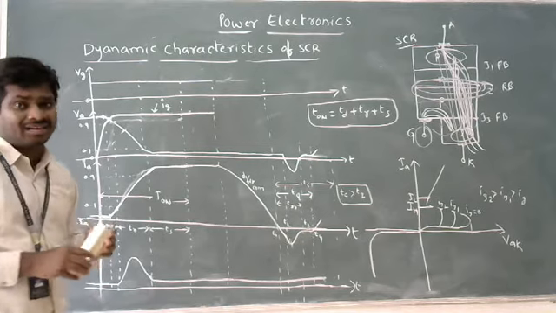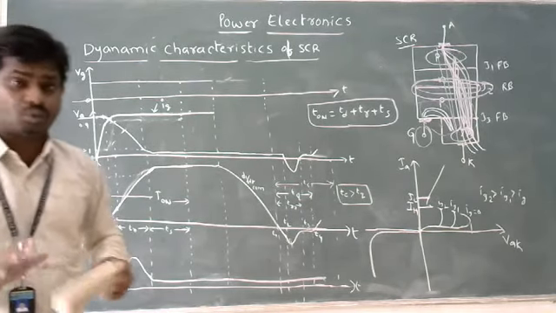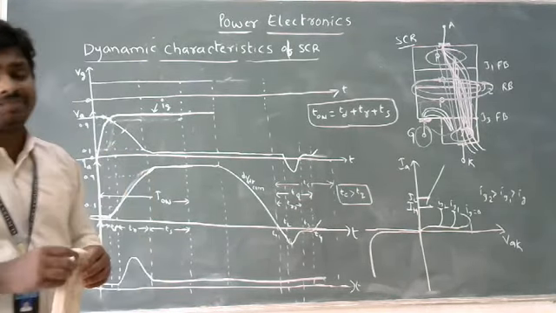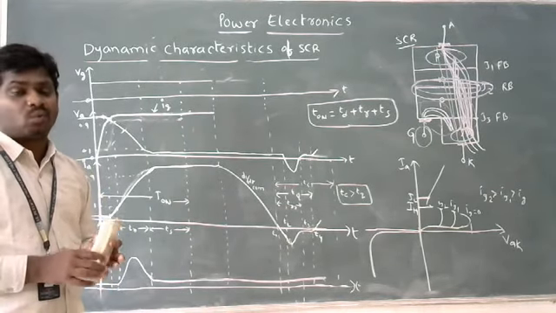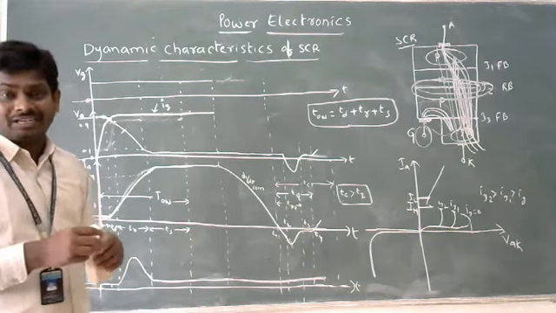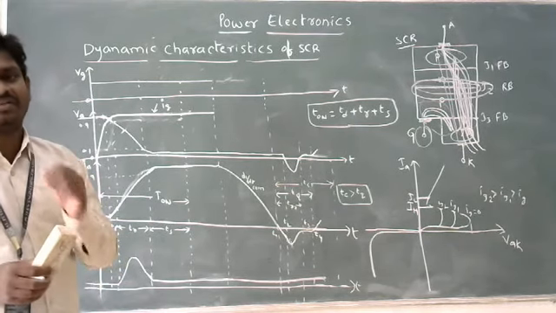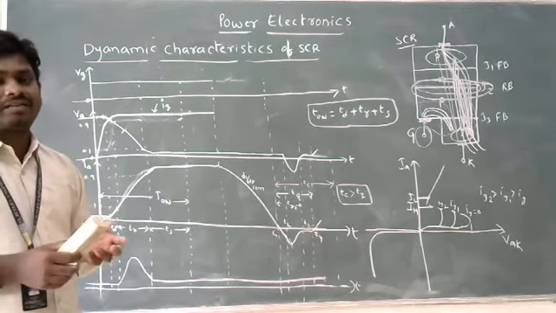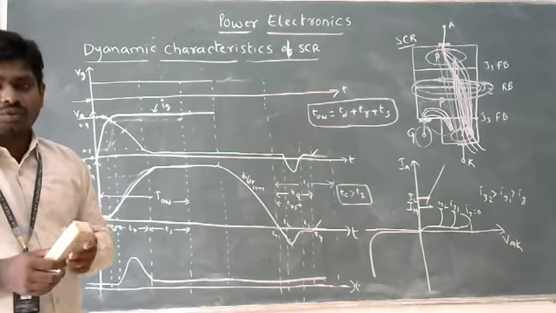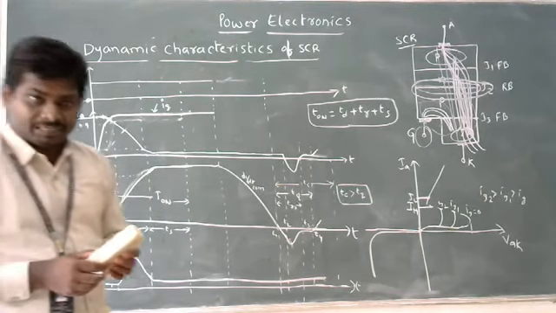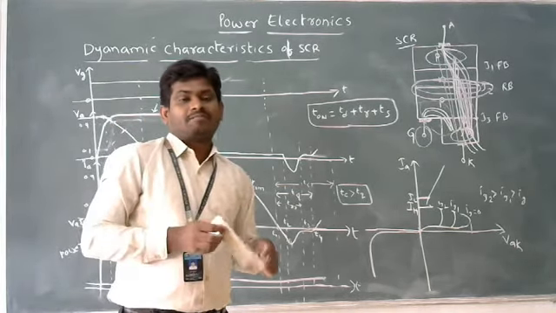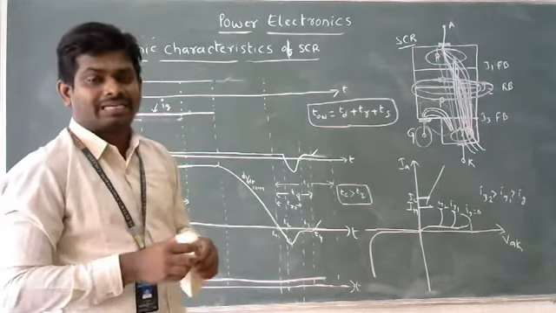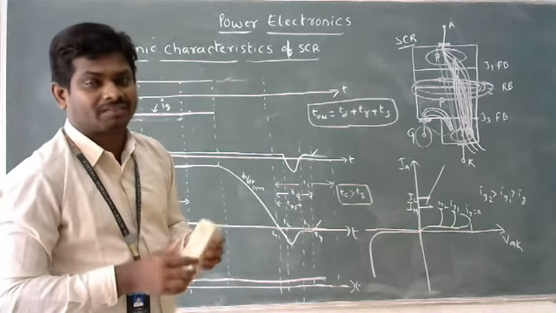And what are the turn on methods of SCR? We should know. And how do we turn off the SCR? What are the commutation methods of SCR? So two things we have to discuss further. What are those two? Turn on methods of SCR and turn off methods of SCR, meaning firing methods of SCR and commutation methods of SCR.